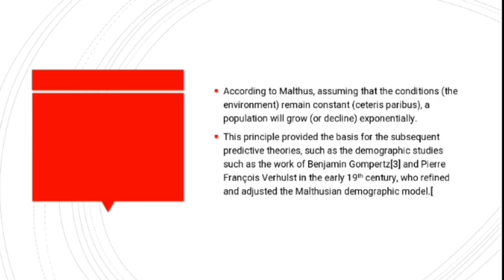According to Malthus, assuming the conditions remain constant, a population will grow exponentially. This principle provided the basis for subsequent predictive theories, such as demographic studies like the work of Benjamin Gompertz and Pierre François Verhulst in the early 19th century, who refined and adjusted the Malthusian demographic model.